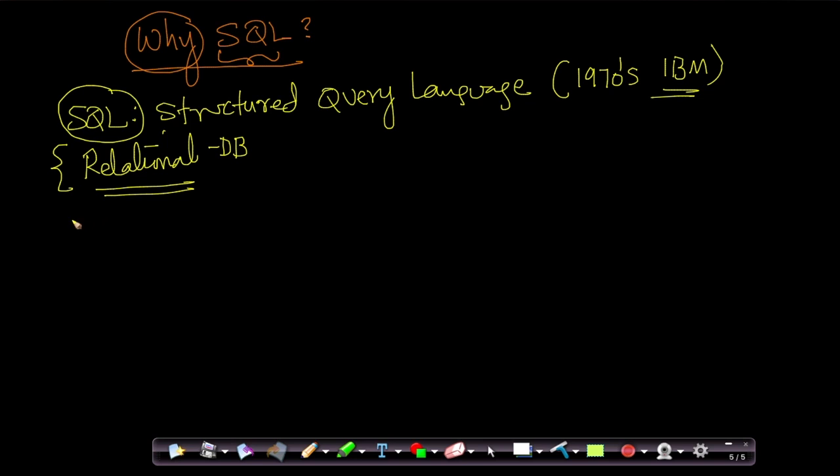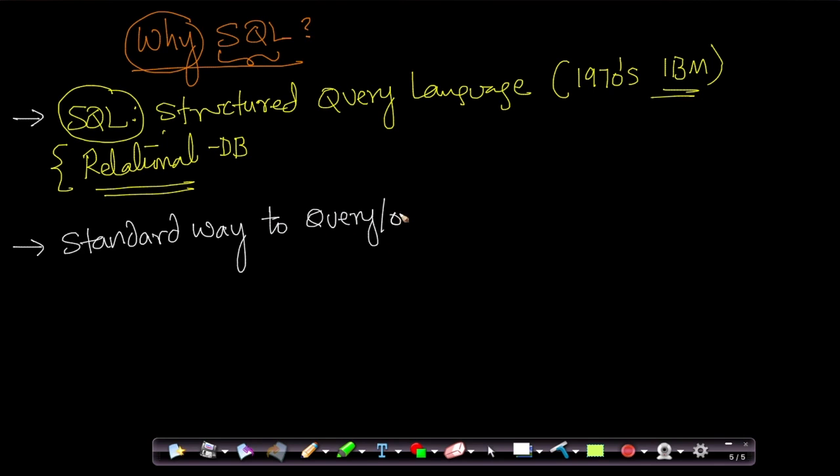And SQL, in a nutshell, is basically an industry standard way to query the data or obtain the data, or to add to the data, or delete or modify the data.